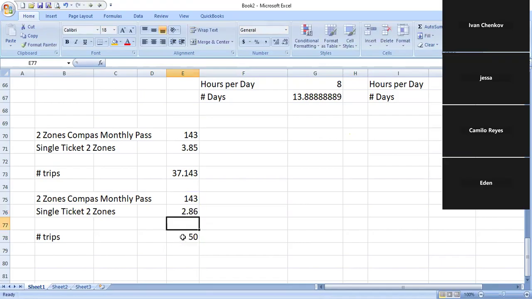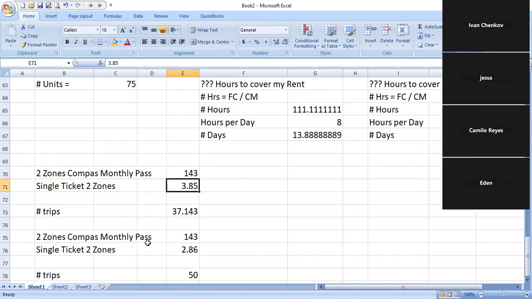Divided by 50, your cost will be 286. So now that justifies the usage of the Compass card, because you're way below the single ticket. You're $1 under the single ticket. If you have to pay the single ticket, you're going to end up paying $50 more. So yes, in this case, you're saving. But in any other case, if you do not use it at least 37 times, that means you're losing money.